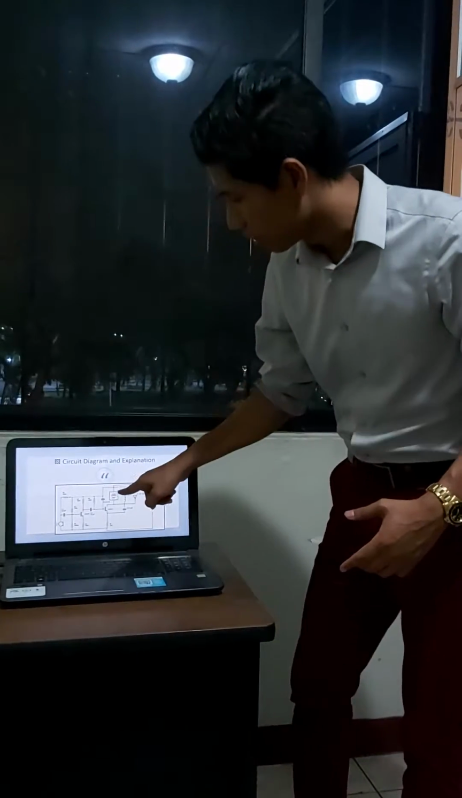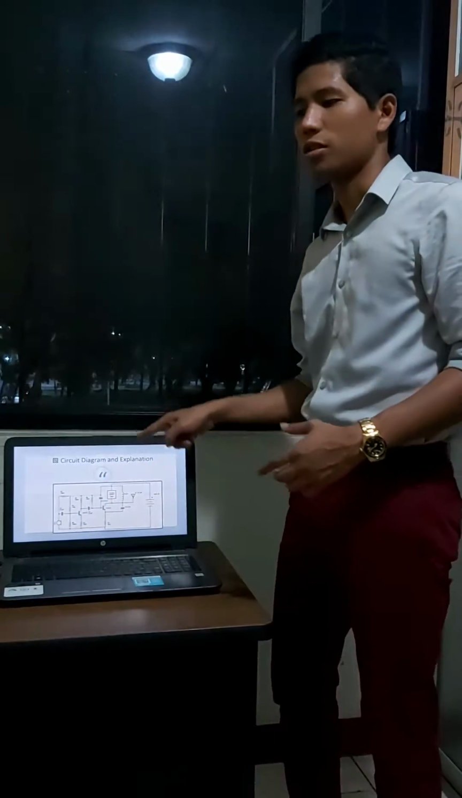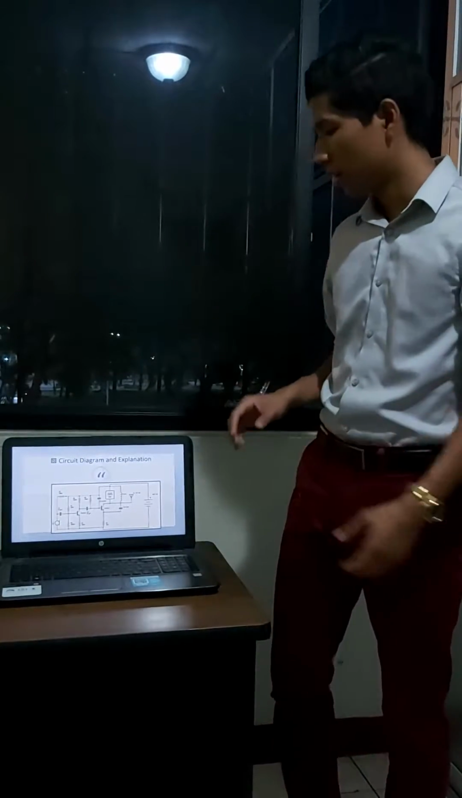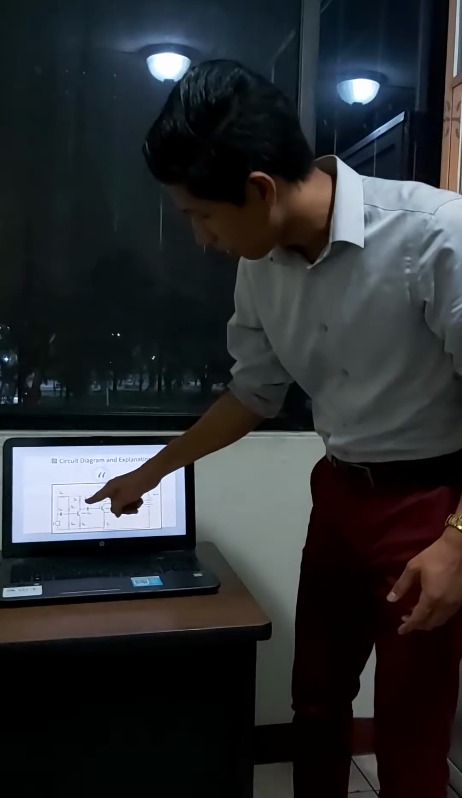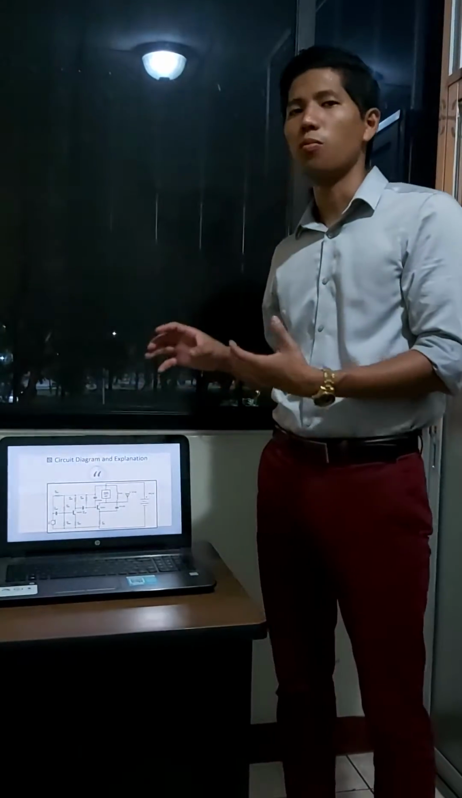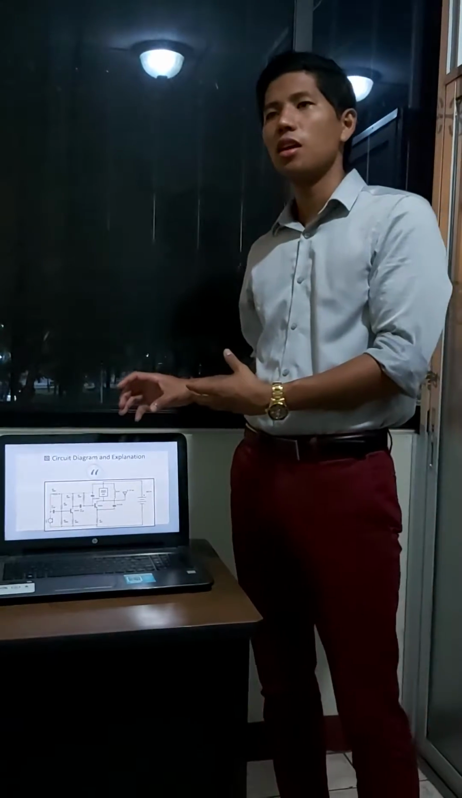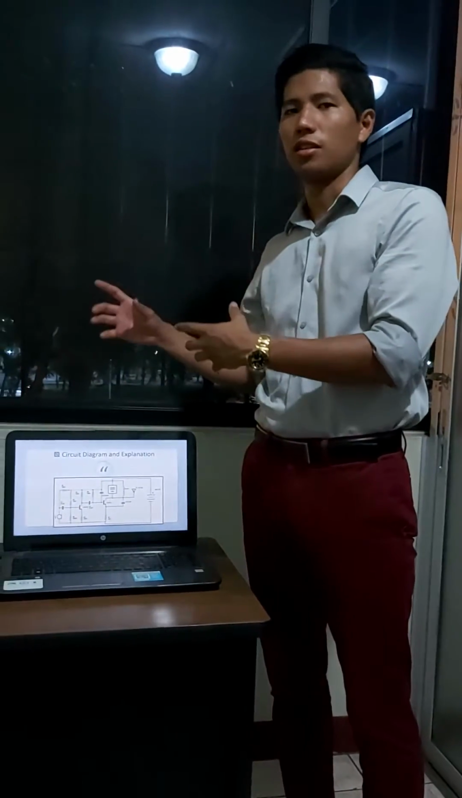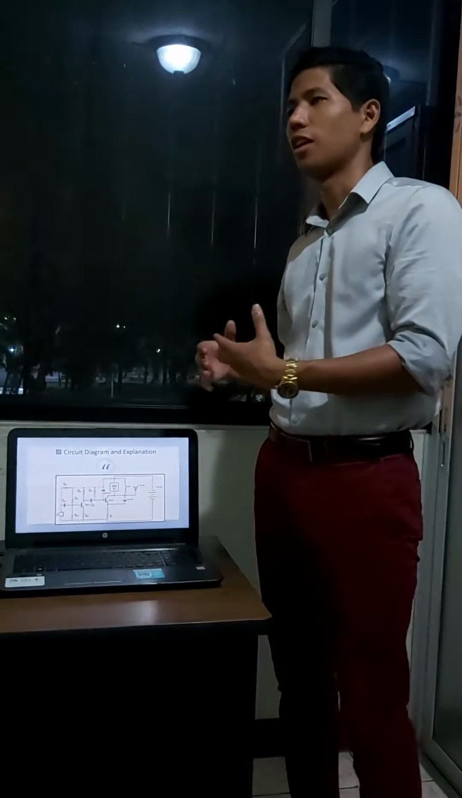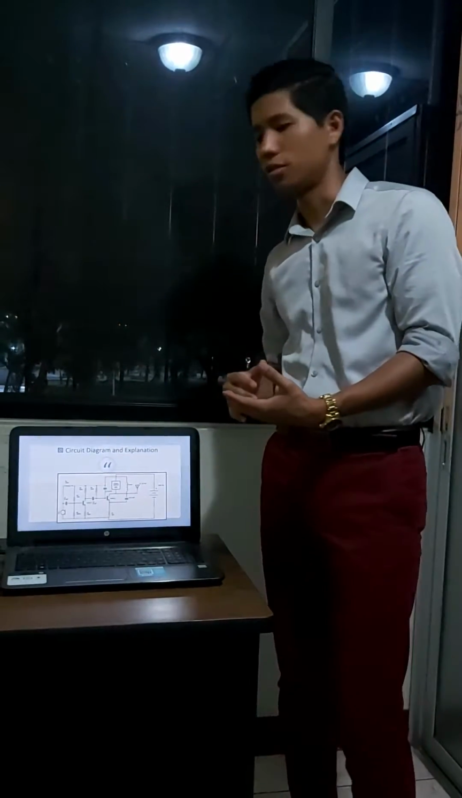We can see here our tank circuit, which consists of a capacitor and inductor in parallel. And we have a variable capacitor. This is an important piece of the circuit because this capacitor will filter all the other frequencies that we don't need, for example, the higher frequencies and the lower frequencies too.